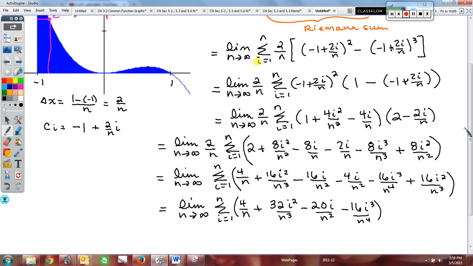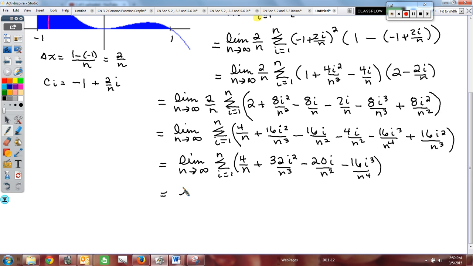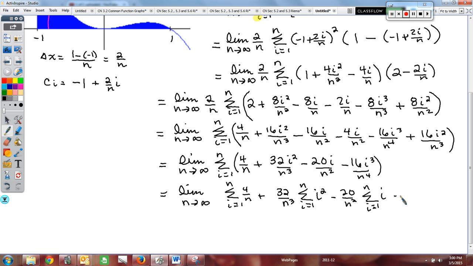So now we're going to distribute the summation through. Limit as n goes to infinity. That's just a constant. I'm going to pull the constants out. 32 over n cubed, sum i equals 1 to n of i squared, minus 20 over n squared, sum i equals 1 to n of i, minus 16 over n to the 4th, sum i equals 1 to n of i cubed. All right, and let's do parentheses. We know that's all still in the limit.